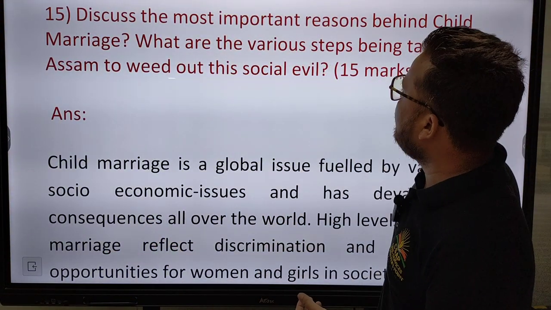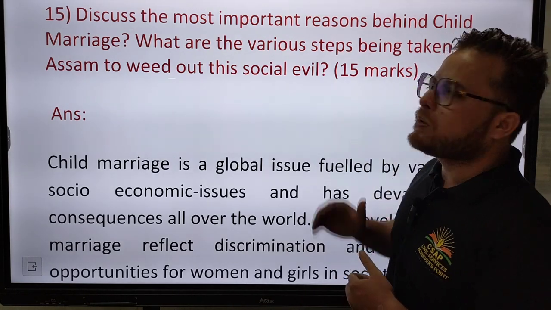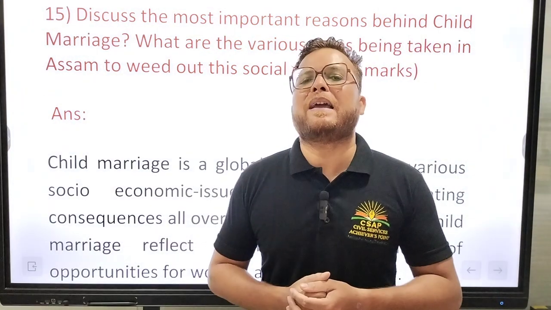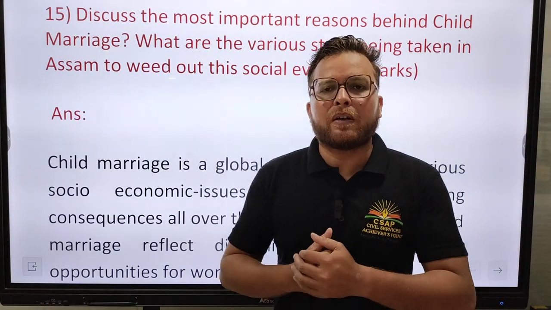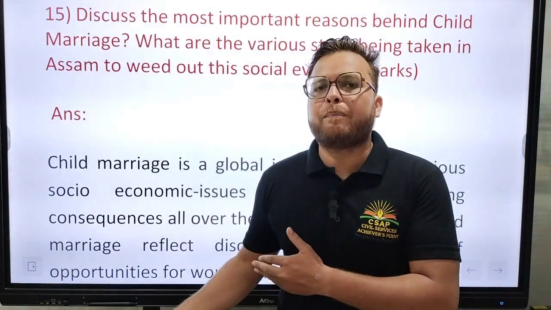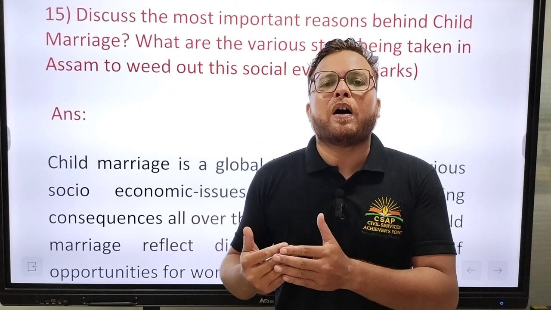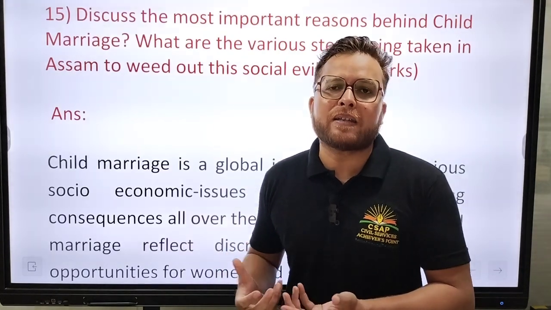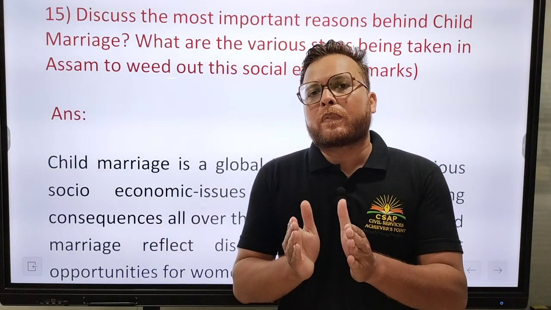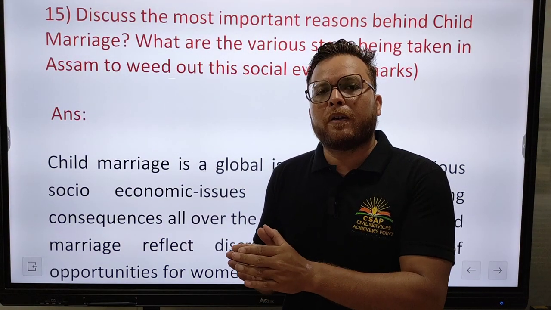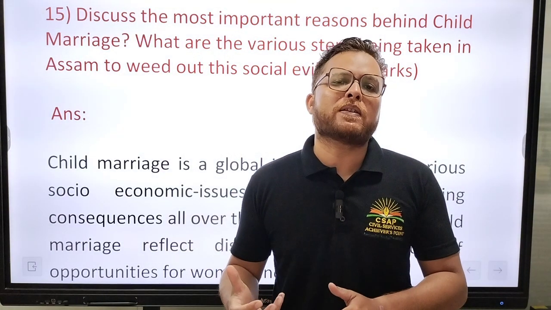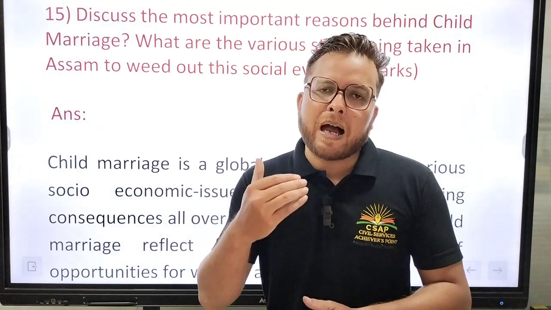Now, what are the various steps being taken in Assam to weed out the social evil? Assam has been following two important acts: the Prevention of Child Marriage Act of 2006, as well as the POCSO Act, that is the Protection of Children from Sexual Offences Act, which was passed in the year 2012. Most of you may be aware of the recent arrests made by the government of Assam in order to weed out this social evil. Most of those arrests were made under these two acts.